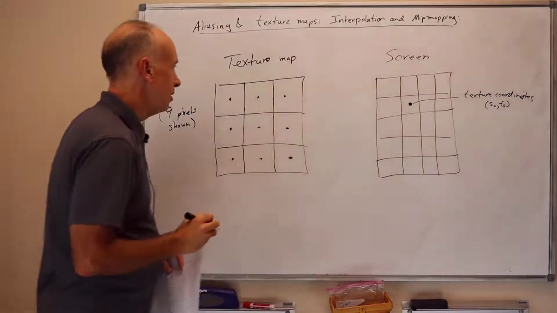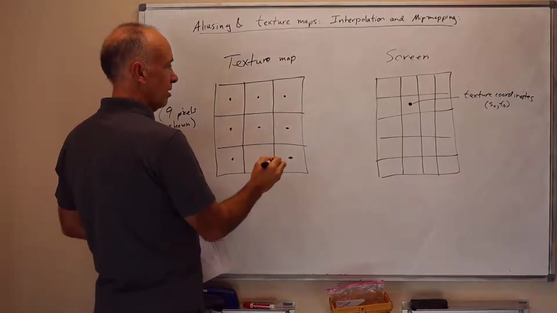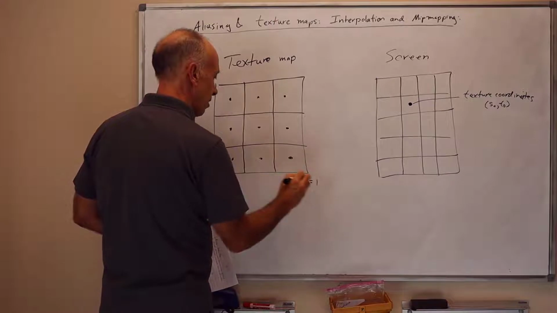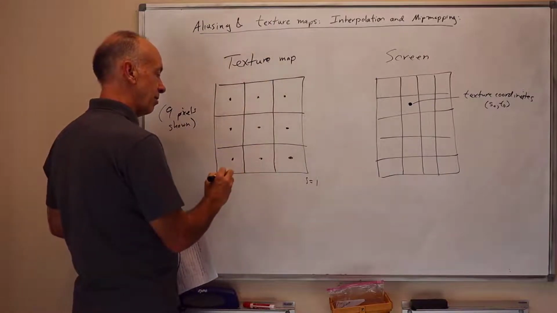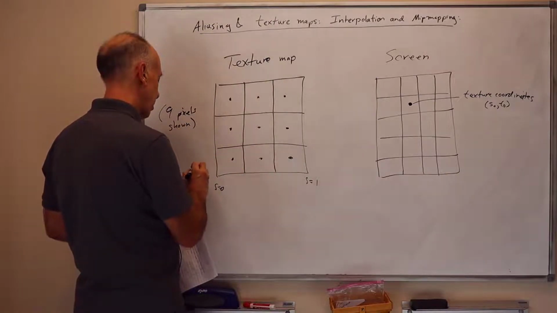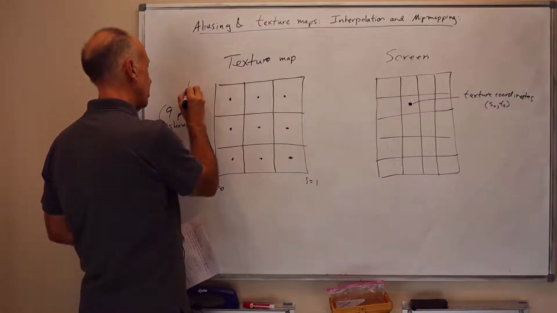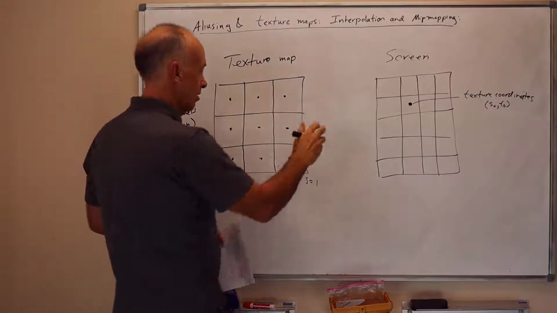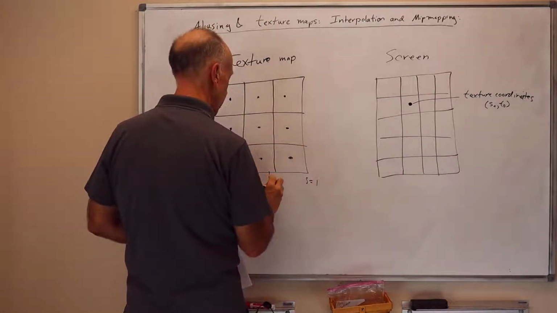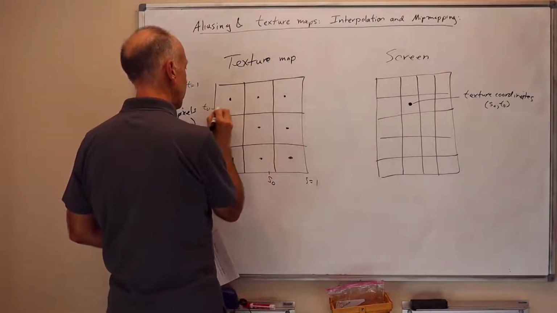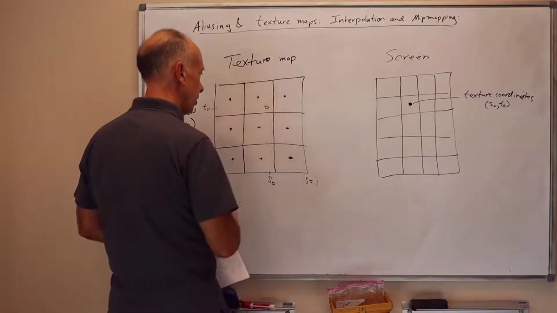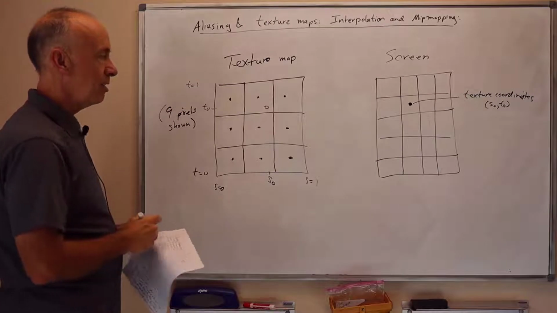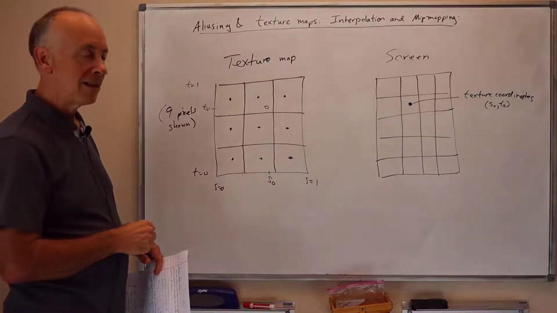S goes from 0 to 1 from the left side to the right side of the texture map, and T goes from 0 to 1 from the bottom to the top of the texture map. S0 and T0 will sit somewhere in that interval 0 to 1, and will correspond to some point in the texture map, which in general will not be a texel center.